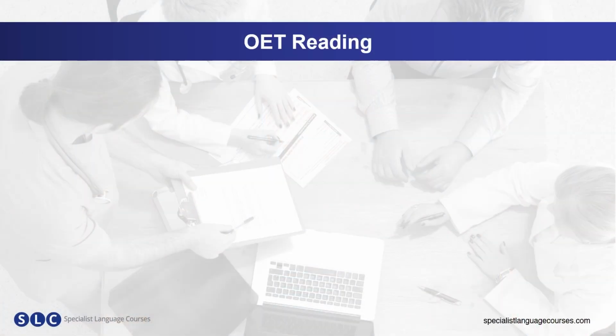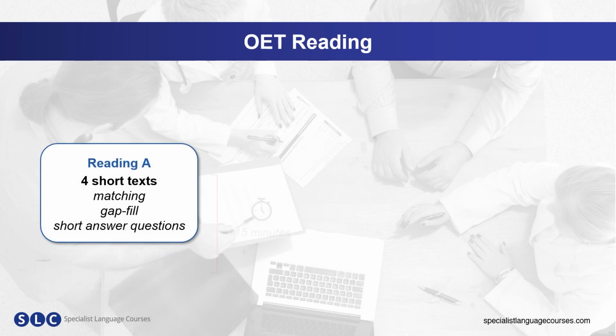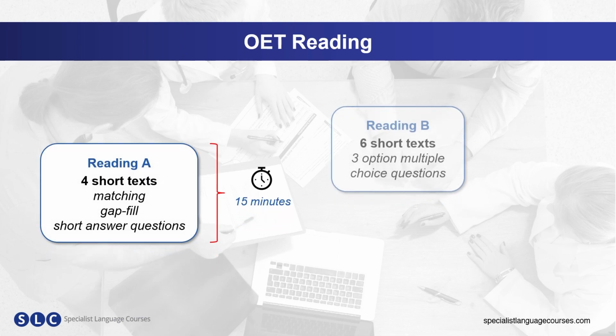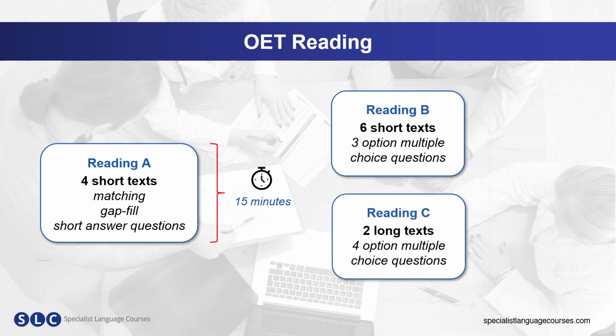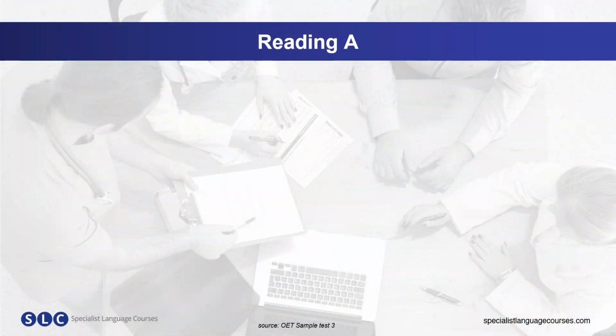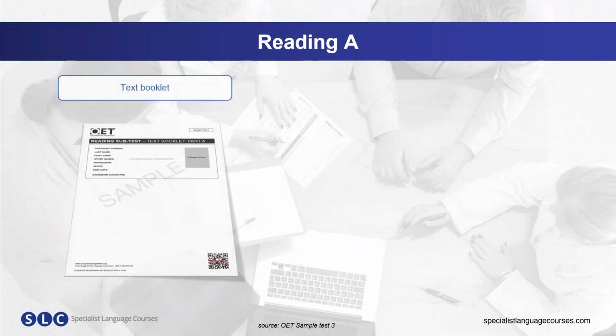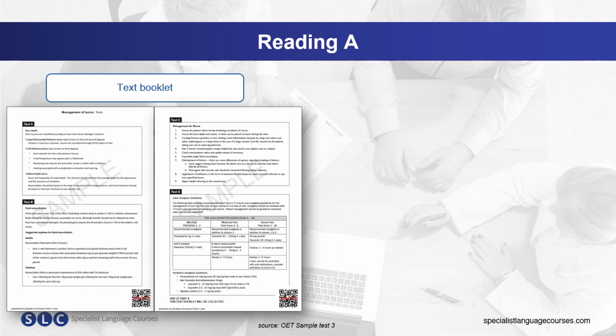There are 3 parts to the OET reading. Part A, which lasts 15 minutes, followed by parts B and C, which you need to complete in 45 minutes. Let's start by looking at reading Part A. In this part, you receive a text booklet with 4 short texts commonly found in the workplace, and these are all on the same topic.